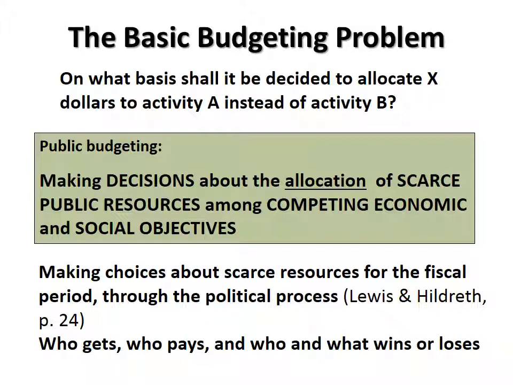So for example, if we decide to address the federal deficit by raising taxes on the rich, then this budgeting decision has implications for who pays, in this case the rich, who gets or who benefits, in this case maybe the public in general, who wins, let's say the Democrats, who loses, let's say Republicans, and then what other interests, for example business interests, win or lose.